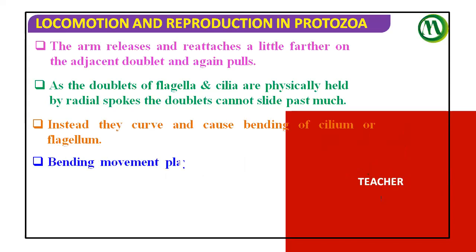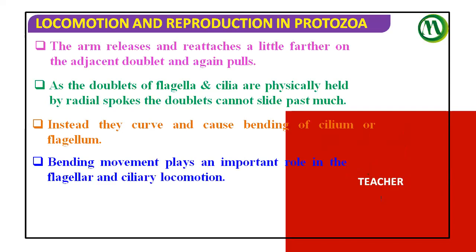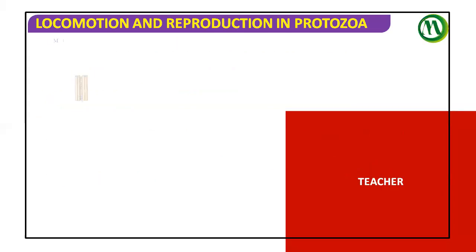It seems to be a little bit confusing, but it is simple. The A microtubule containing dynein is going to pull the B microtubule of the adjacent or neighboring doublet. They leave and they pull again. That means pulling, sliding past, and pulling. The bending movement plays an important role in flagellar and ciliary locomotion.